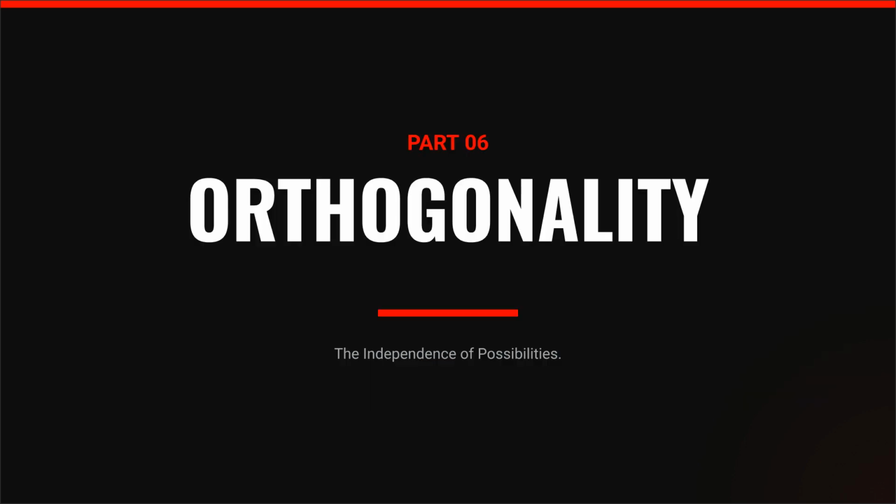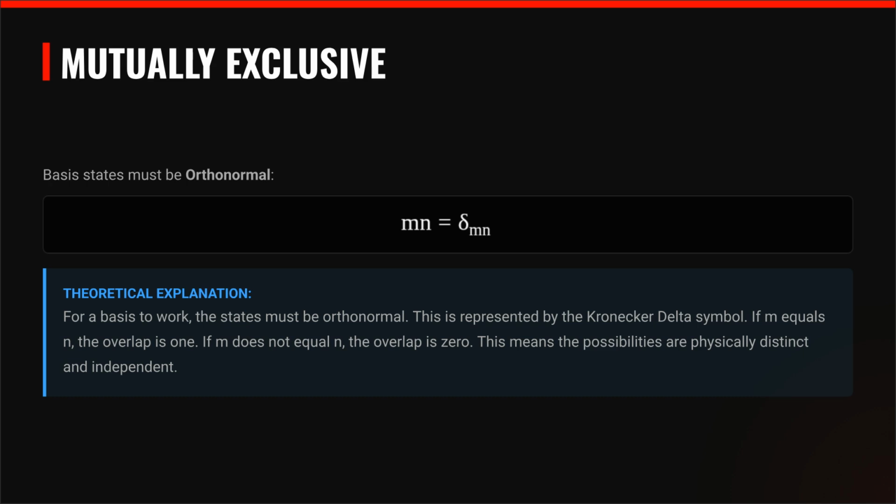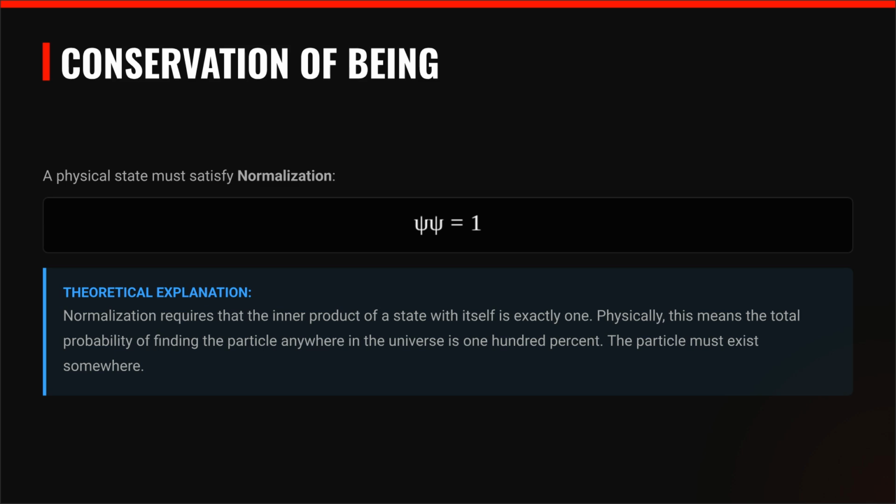Part 06 discusses orthogonality, the independence of possibilities in a quantum system. Basis states must be orthonormal, meaning their overlap is 1 if they are identical, and 0 otherwise. This is represented by the Kronecker delta and ensures states are physically distinct. Normalization requires that the inner product of a state with itself equals 1. This ensures that the total probability of finding the particle anywhere in the universe is 100%.